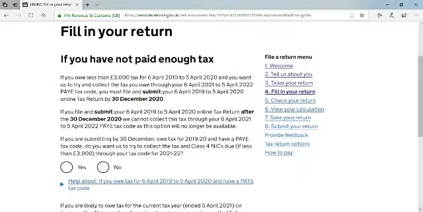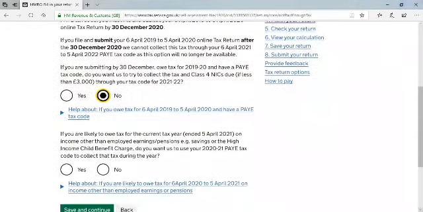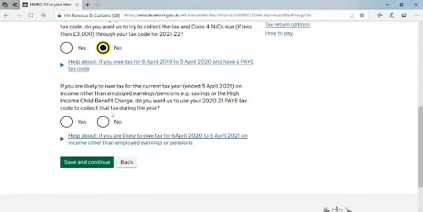And then a couple more tick box questions. If you're submitting by the 30th of December and you have a tax code, do you want to try and collect the tax and national insurance from that tax code? No, is going to be the answer. And then same again below, no to that section.